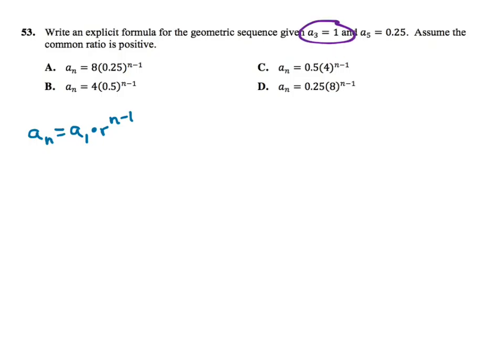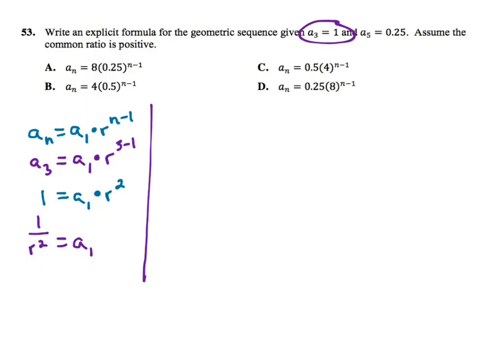Let's plug in a sub 3. So we get a sub 3 equals a sub 1 times r to the power of 3 minus 1, right? Because we're looking at the third term, r to the power of 3 minus 1. So then we get a sub 3, our third term, is 1, equals a sub 1 times r squared, right? And now I'm going to continue solving. I'm going to solve for that first term, a sub 1. 1 over r squared equals a sub 1, because all I did was divide both sides by r squared.